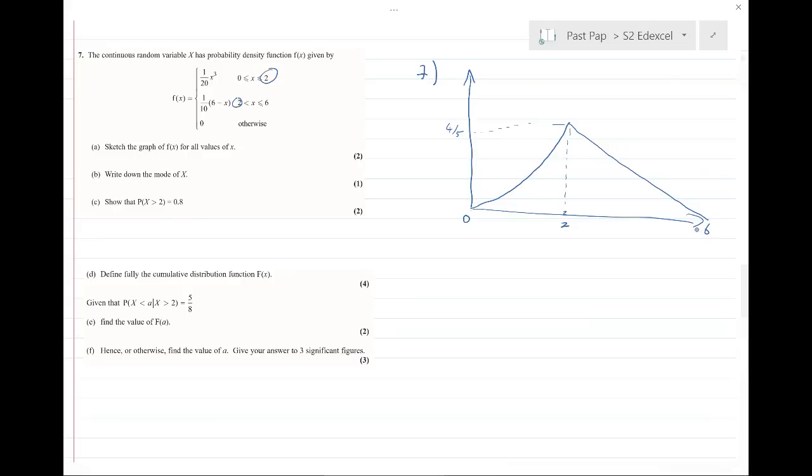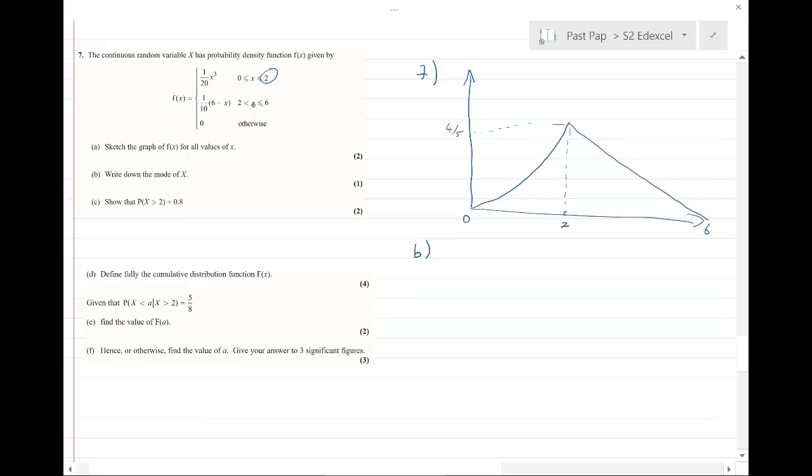Okay, so that's our sketch. Clearly from our sketch now, the mode is equal to 2 because the mode is the highest point. Okay, so just to recap, this is curved this way because that part is cubic. This is going downwards because this part is linear with negative gradient.